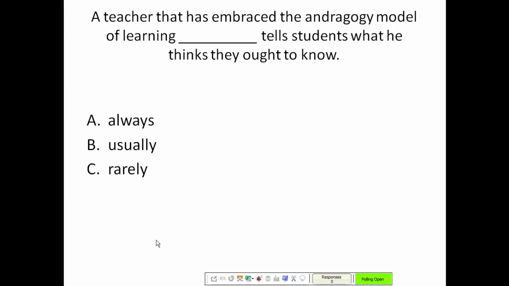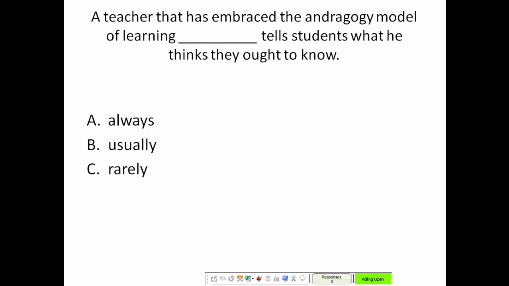Question 2. A teacher that has embraced the andragogy model of learning blank the students what he thinks they ought to know. So again, if this is andragogy, the teacher always tells the students what they think they ought to know. If you think that's true, push A. If they usually tell the students what they think they ought to know, push B. Or if andragogy says that teachers rarely tell the students what they think they ought to know, push C.